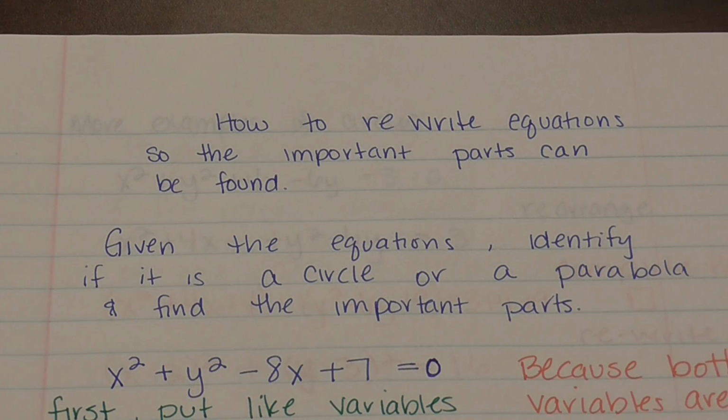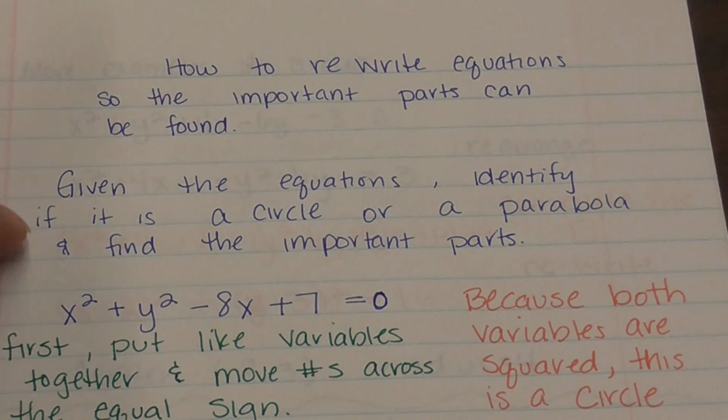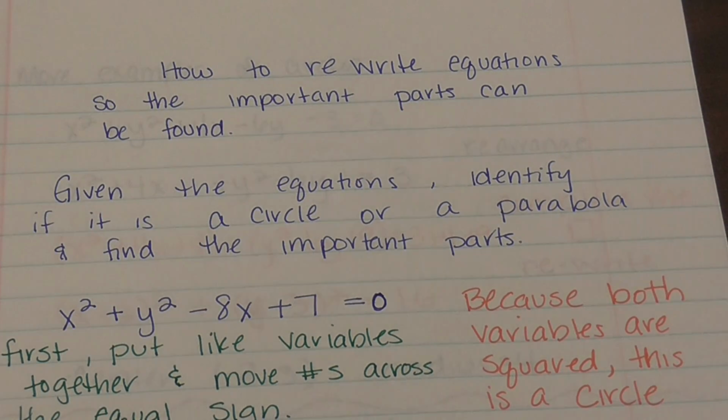So in order to get to those important parts of parabolas and circles, you need to make sure the equation looks right. It's got to have those parentheses and equal the right number. So given equations, we need to identify if it's a circle or parabola and find the important parts. Parabolas only have one of their variables squared, and circles have both their variables squared. So that's your clue as to which one's which.